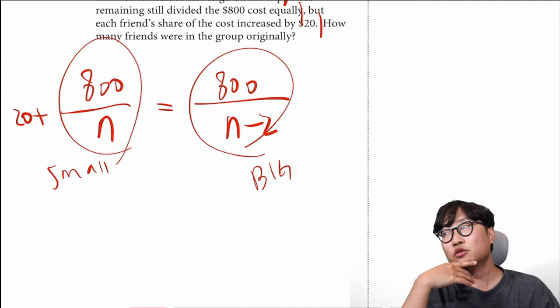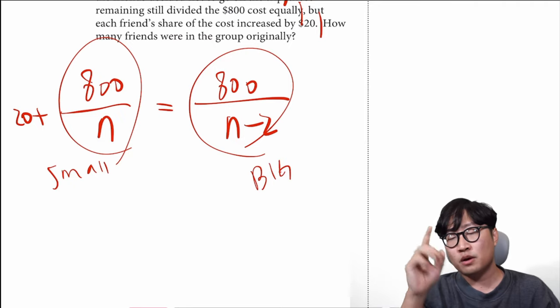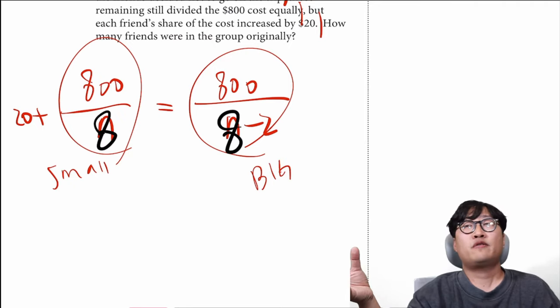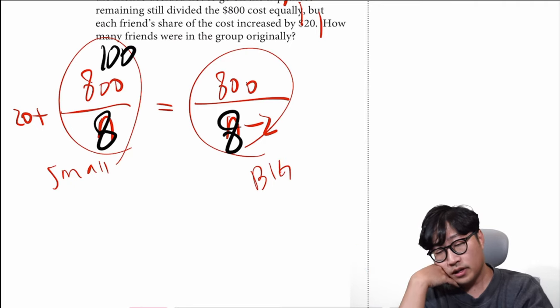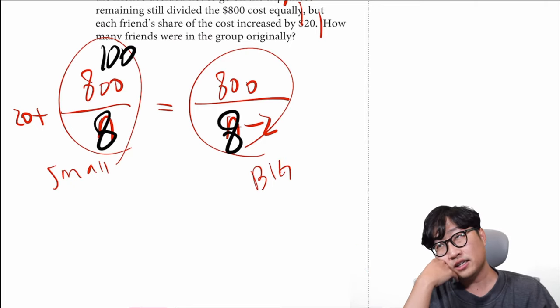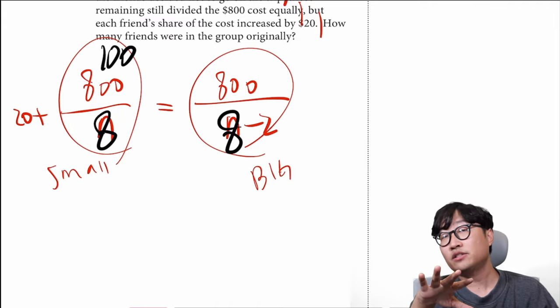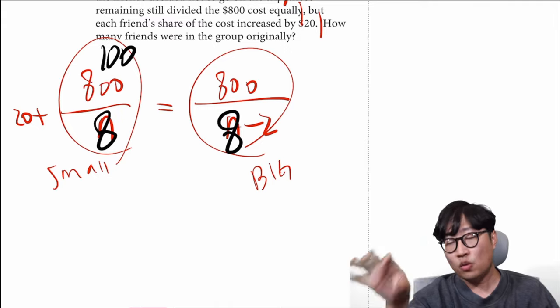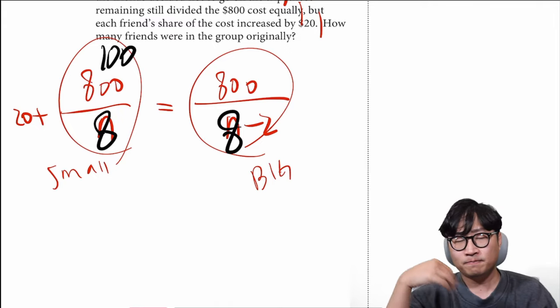So I'll try a number that's kind of reasonable. The very first number I want to try is 8. 800 divided by 8 is a nice number, 100, and that would be 800 divided by 6, which I don't know what it is, but I guarantee it's not going to be a nice number. So 20 plus 100, that's a nice 120, equal to something that's not a nice number. This is not going to work.